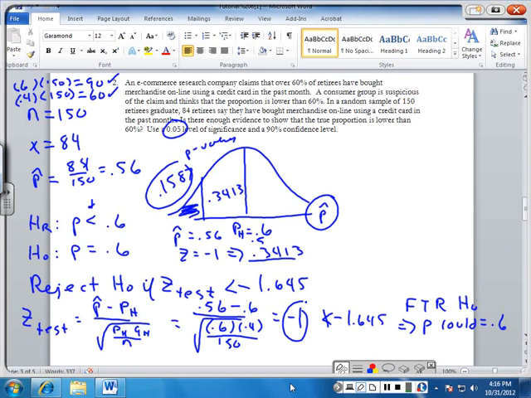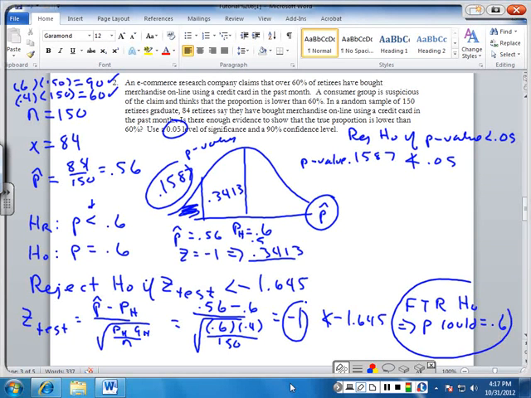So reject H0 if p-value is less than 0.05. 0.1587, that's the p-value, is not less than 0.05. Therefore, you fail to reject H0. p could equal 0.6. So if you're doing a decision rule approach using the p-value, it's just reject H0 if p-value is less than 0.05. In this case it's not, then the decision is fail to reject H0. p could equal 0.6.